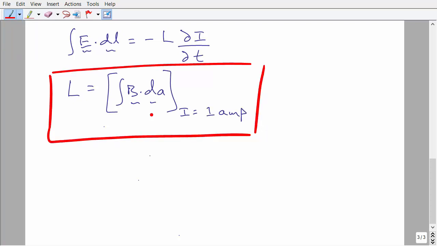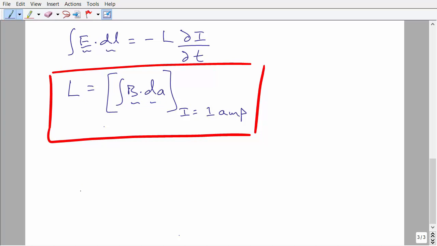To calculate the inductance, or the self-inductance, for a loop of wire, you'd put 1 amp in the loop and just calculate the magnetic flux through the loop. That's all you do.